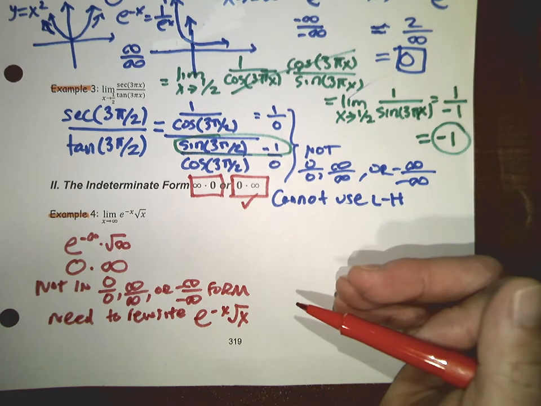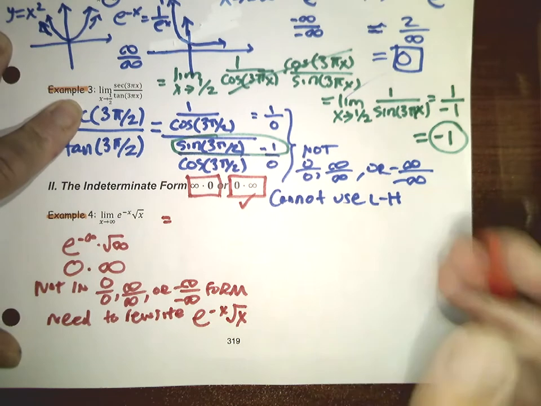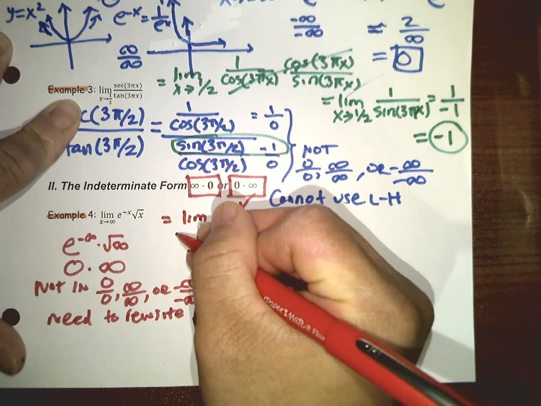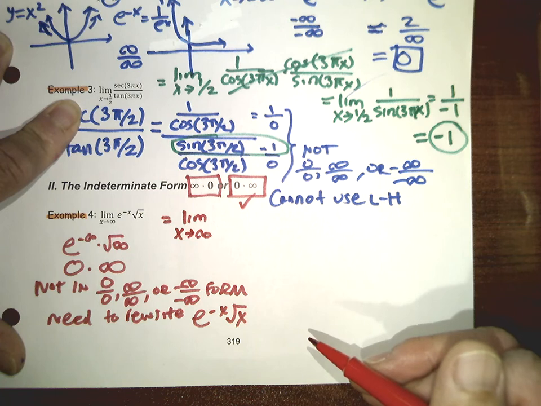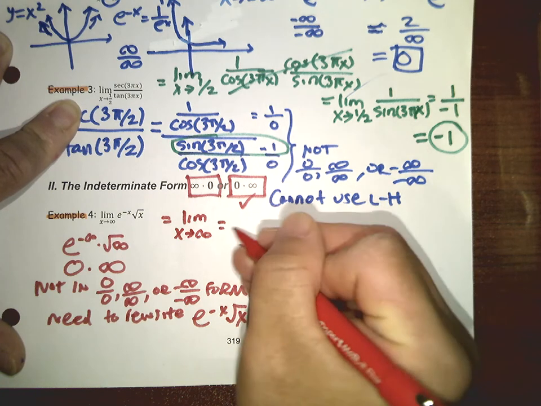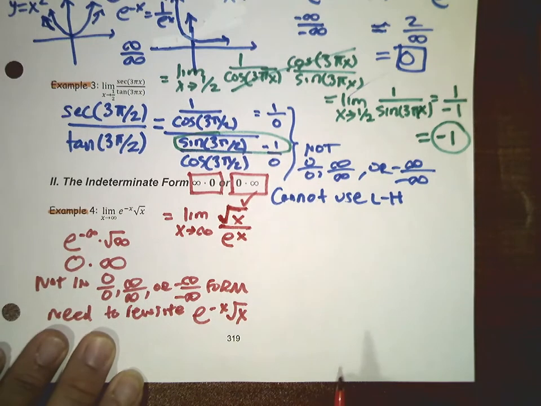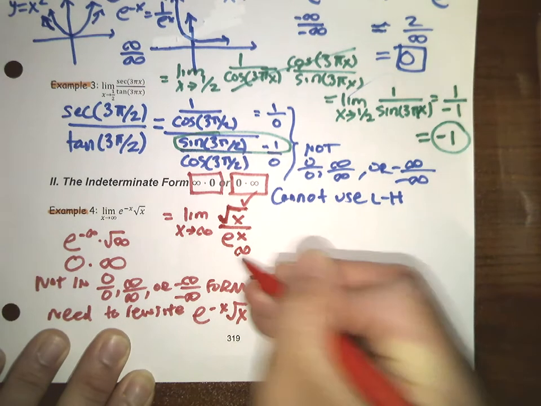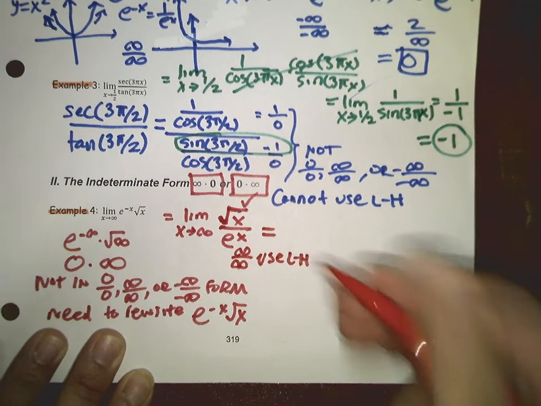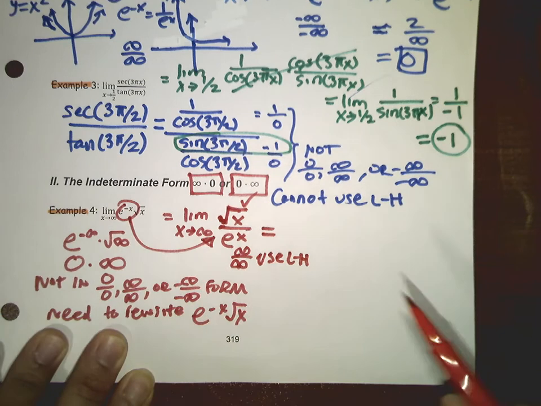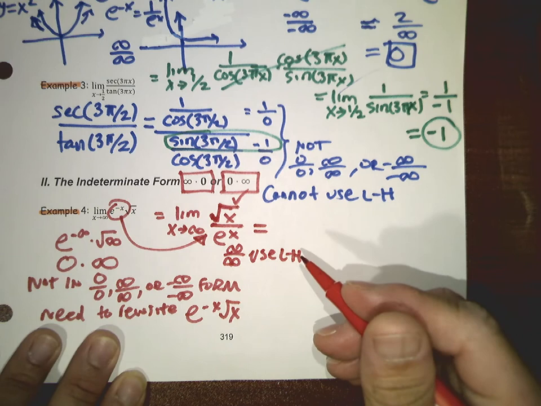So how am I going to do that? Well, I can rewrite it as the limit as x goes to infinity of square root of x over e to the x. If I do that, then I can see that this is in infinity over infinity form, which means I can use L'Hopital's rule. All I did was move that to the denominator with a positive exponent so I could use L'Hopital's rule.